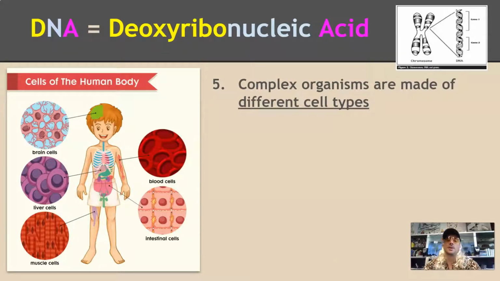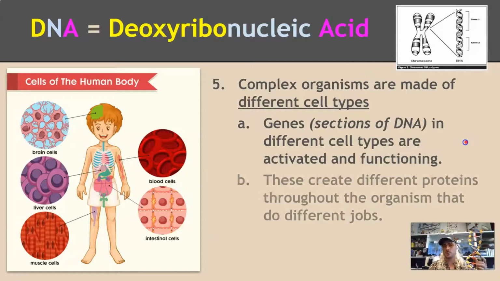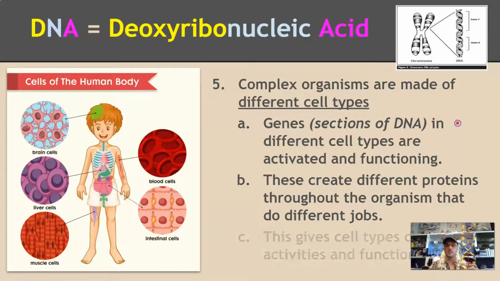So complex organisms are made up of different cell types. And genes, again, sections of DNA, in different cell types are activated and functioning, right? So in my brain cells, I have certain genes that are functioning. In my muscle cells, I have certain genes that are functioning, making those muscle proteins. And these create different proteins throughout the organism, and these proteins do different jobs throughout our bodies as well. So my liver is making proteins specific to liver functions, right? And so those genes in there are active and making those types of proteins. And this is what gives your cells different looks, features, and functions.